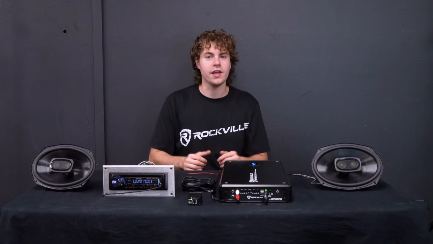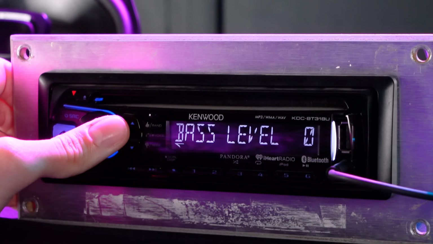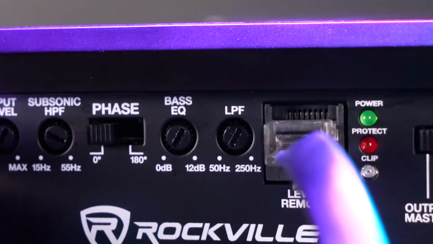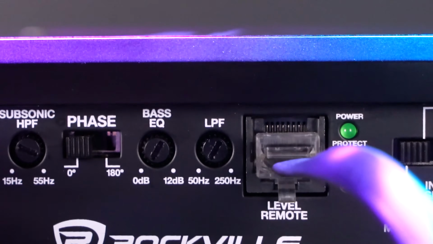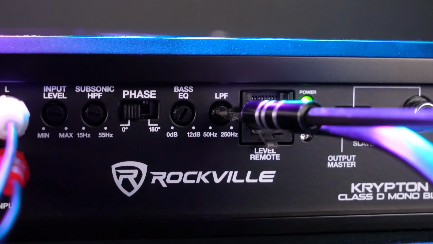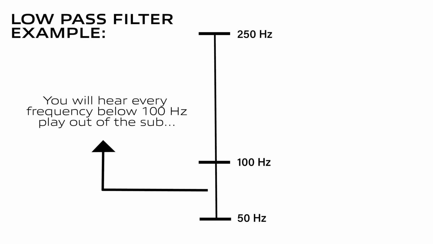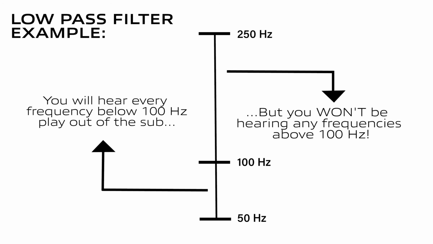So right off the bat, we want to make sure that the EQ on our head unit is set to a flat EQ with no bass boost or anything like that. This way the music is unaffected while we're setting the crossover on our amp. Now the main thing we'll be adjusting here is the low pass filter, which will allow the frequencies below our set point to pass through the sub. For example, if I set it to 100 Hertz, everything below 100 Hertz is going to be passed through the sub, but you won't be hearing anything above 100 Hertz.